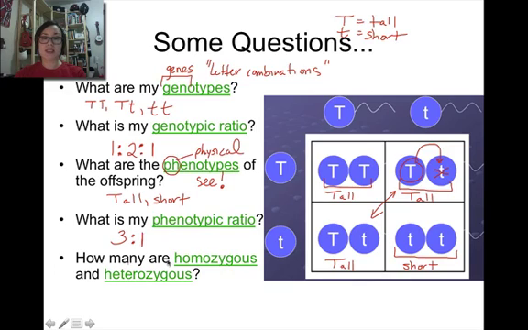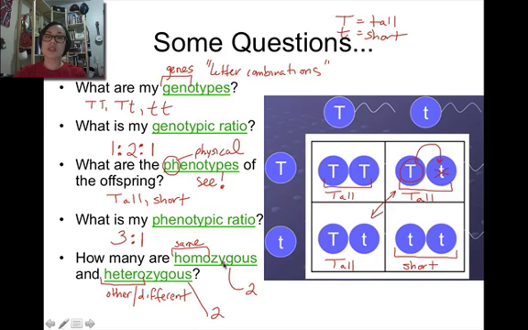The last question asks, how many are homozygous and how many are heterozygous? Now, homozygous again means same. So how many are capital or lowercase? So I'm going to go through. I have 1, 2. So it's possible to have 2 homozygous individuals in this Punnett square. How many are heterozygous? Remember, hetero means other or different. So if I look closely, it's possible to have 2 heterozygous individuals within my Punnett square.